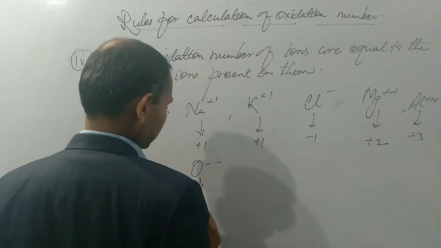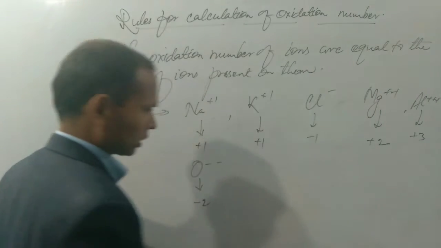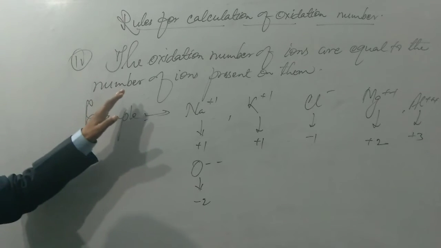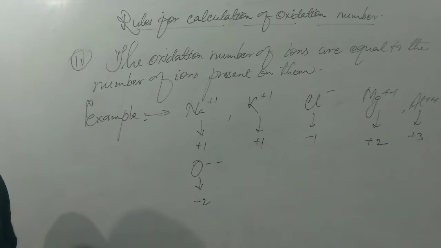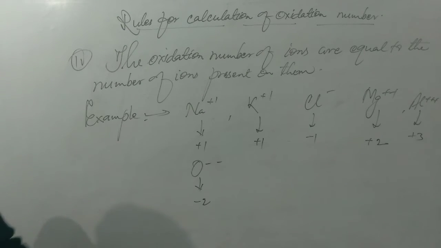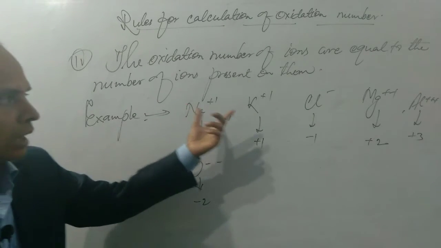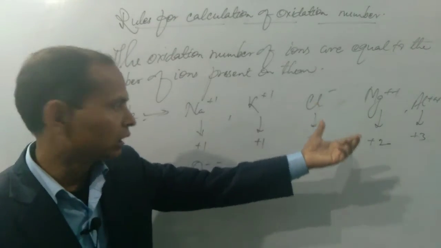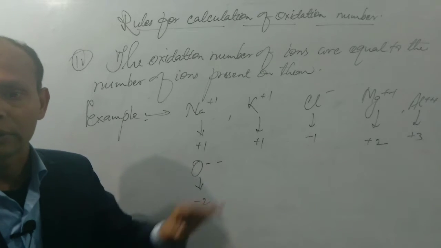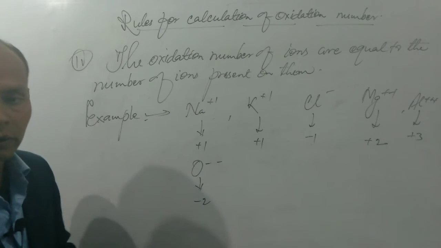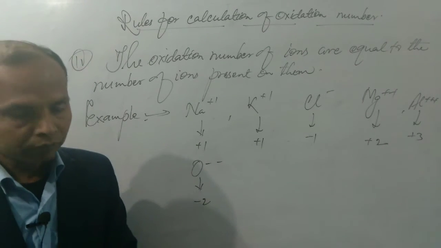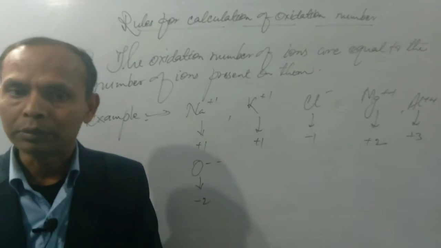This is also the oxide ion, so the oxidation number of oxygen is -2. So the fourth rule tells us that the oxidation number of an ion is equal to the charge present on it. These are all ions: sodium ion, potassium ion, chloride ion, magnesium ion, aluminum ion and oxide ion. So the charge on the ion indicates the oxidation state of such ions. This is the fourth rule that tells us the oxidation state or oxidation number of an ion is equal to the charge present on it.